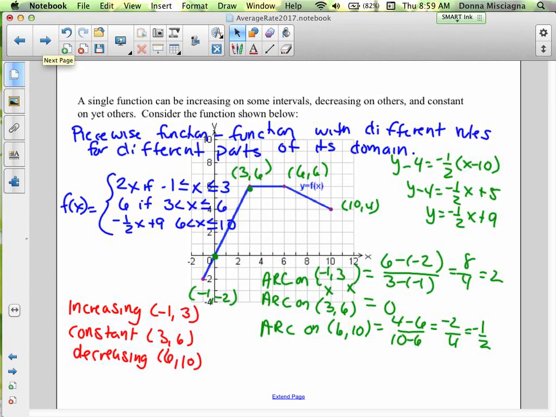So this one problem had a lot to it. We learned a little bit about piecewise functions, a little bit about writing the rules for piecewise functions. We list the rule and which parts of the domain that we use that rule on. And then a little bit about average rate of change, and a review of increasing, constant, and decreasing.